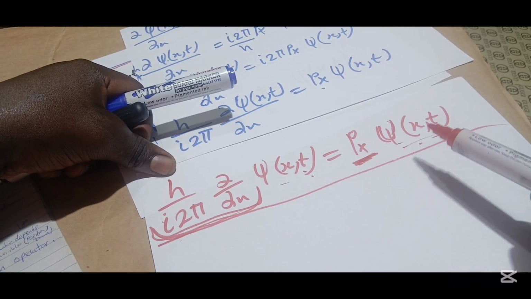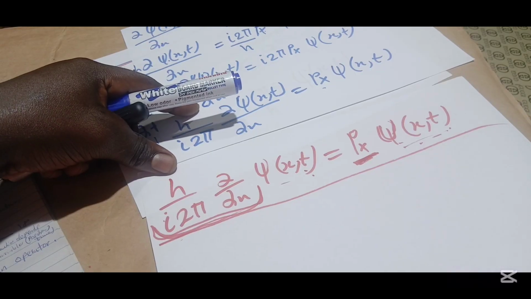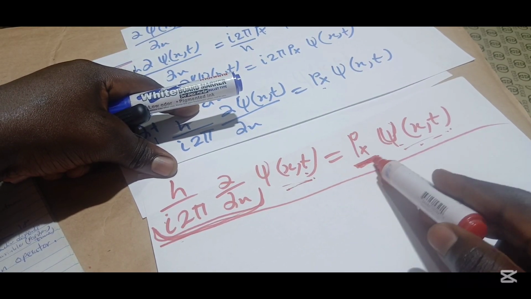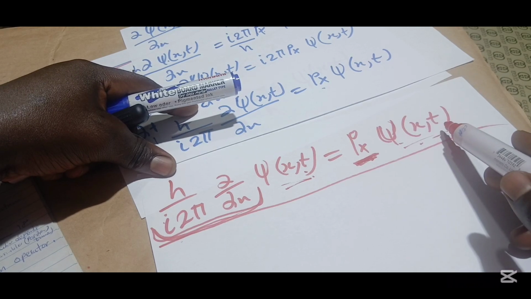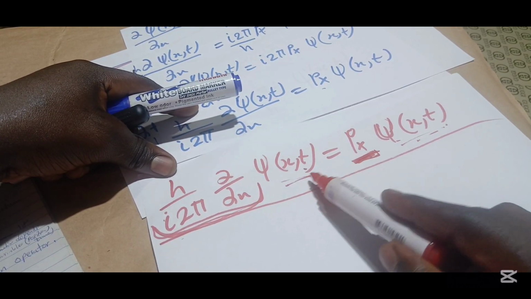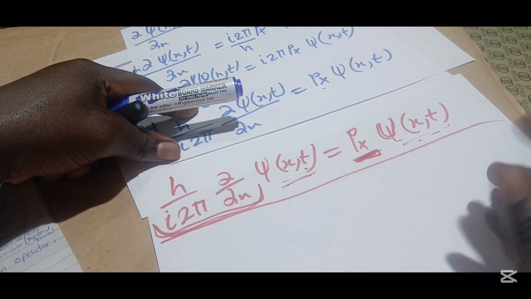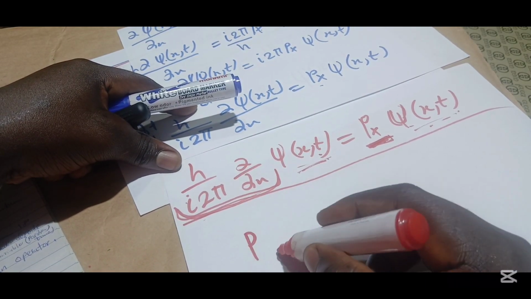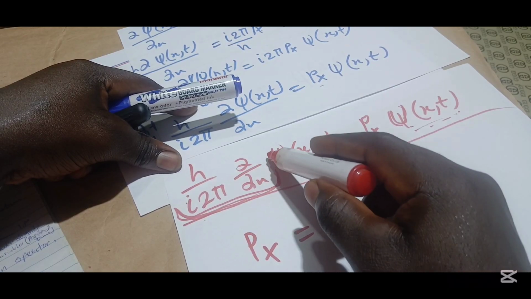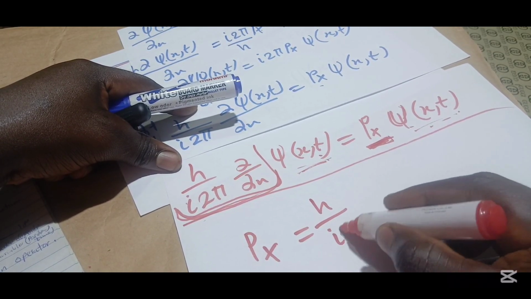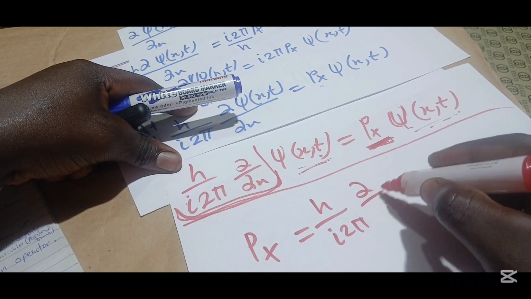So if it is, let's say, a velocity operator, assuming a velocity operator, if you operate on the wave function, you get the value of the velocity and then the wave function back. But don't forget, we are just predicting. So at the end of the day, we can now say that our linear momentum operator is equal to the whole of this right here: h all over i 2π d over dx.